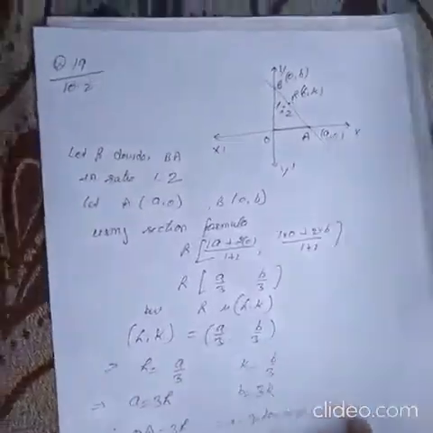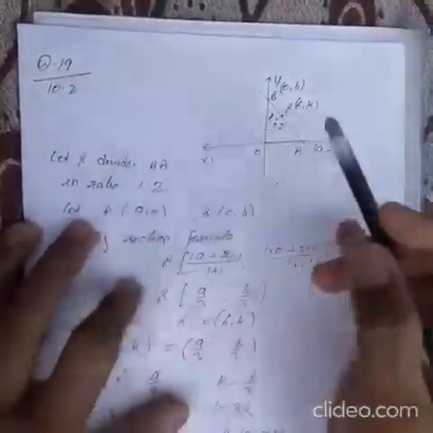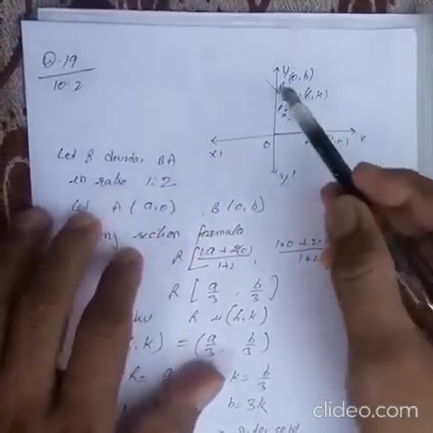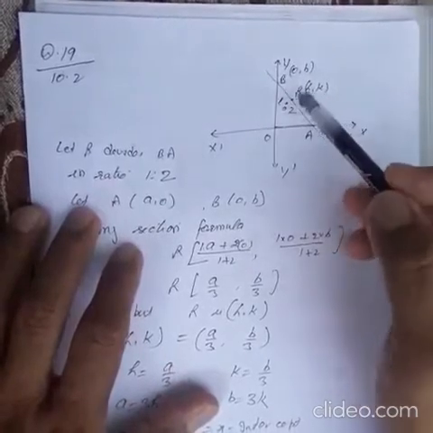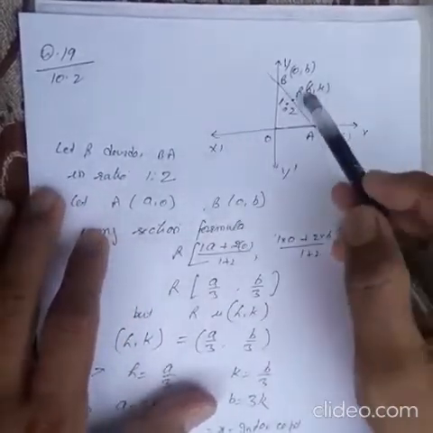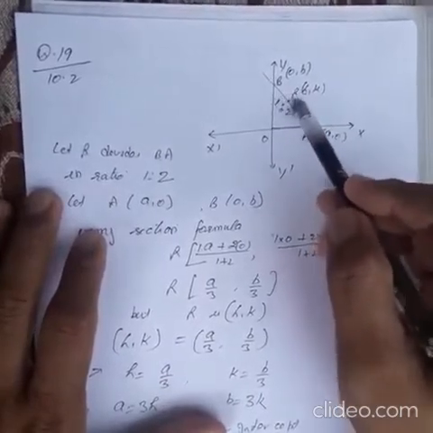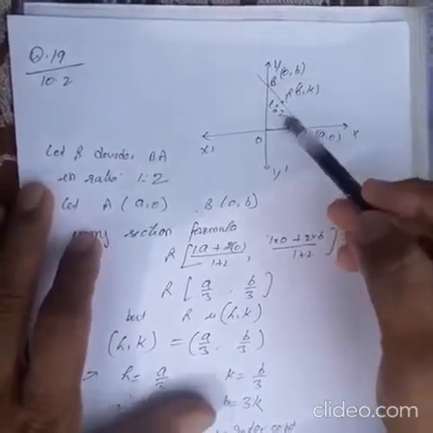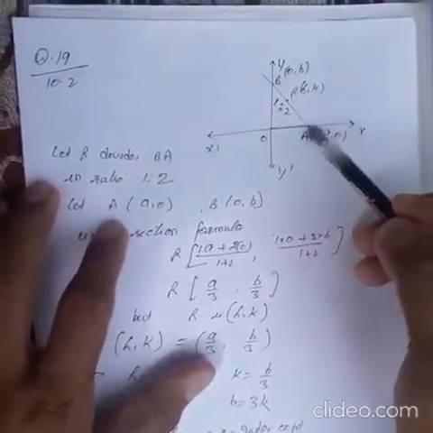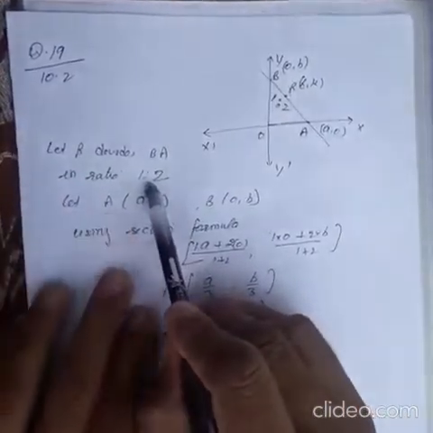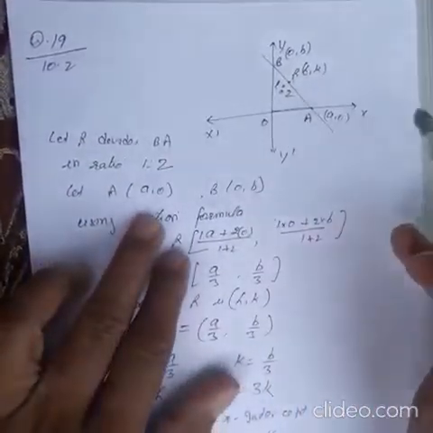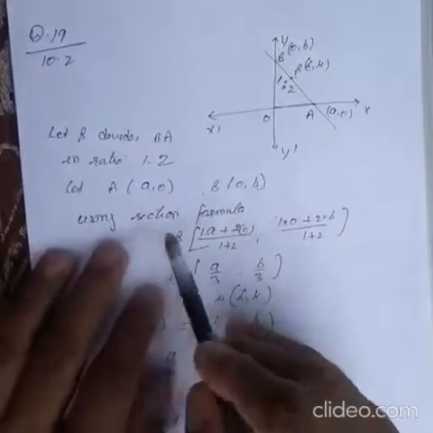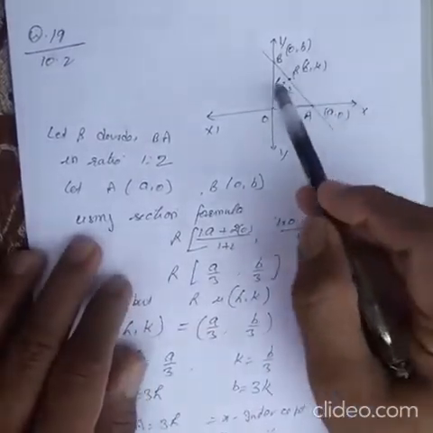Now on to the next question, 19. In this question we are given that R divides a line segment between axes in the ratio 1:2. In the previous question, this was the midpoint, but now it is not the midpoint. R is dividing the line segment between axes in the ratio 1:2. Let the segment be BA. R divides BA in the ratio 1:2 and let point A be (a, 0) and point B be (0, b). So using the section formula we can find the coordinates of R because the ratio is given.